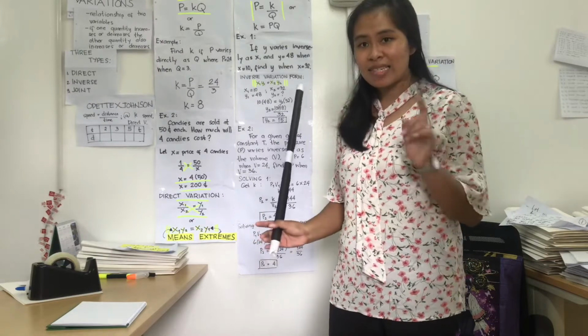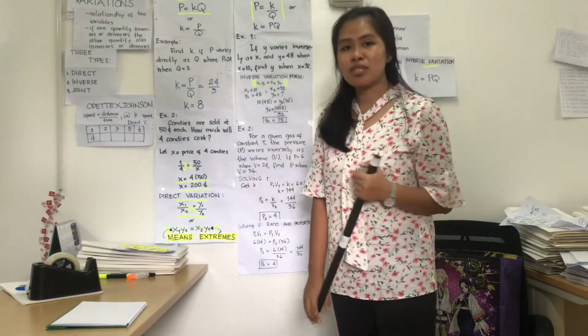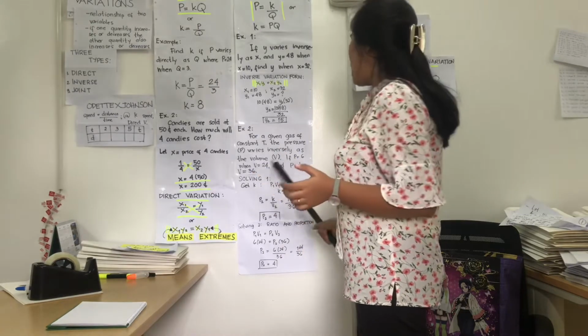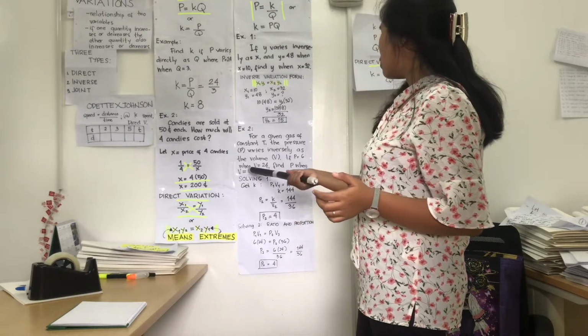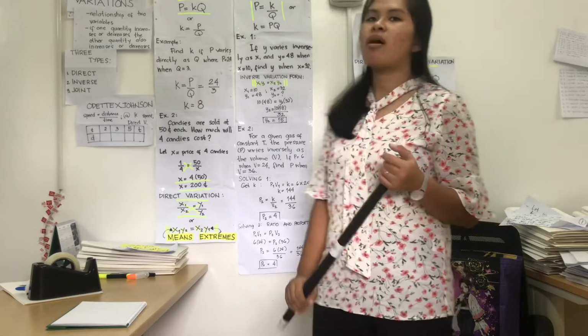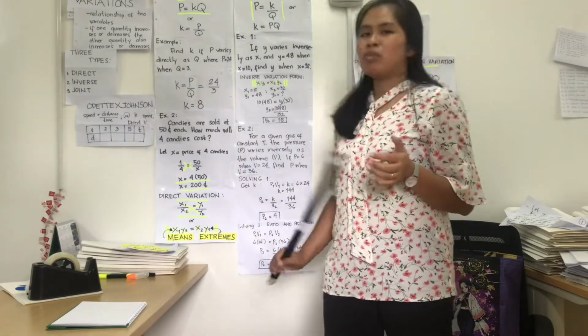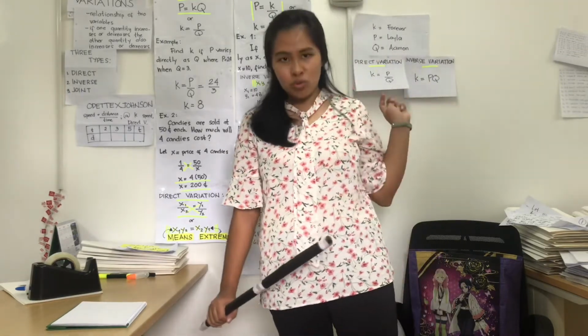For example number 2, for a given gas of constant temperature, the pressure varies inversely. When we say inversely, that is the clue that it is about inverse variations, right? So as the volume V, if P is equal to 6 when V equals 24, then find P when V equals 32. So take note.